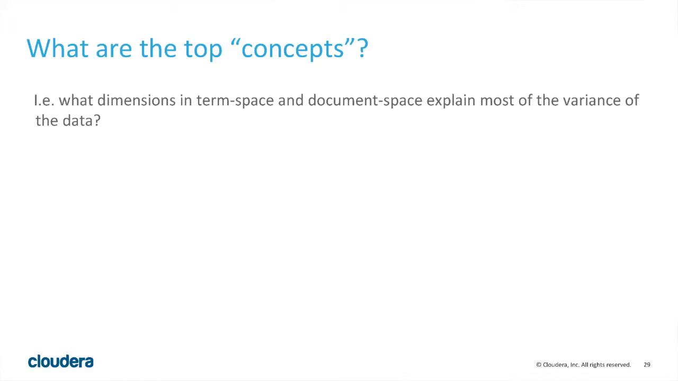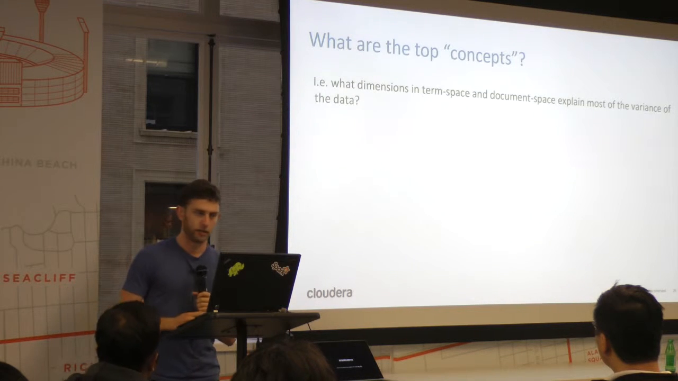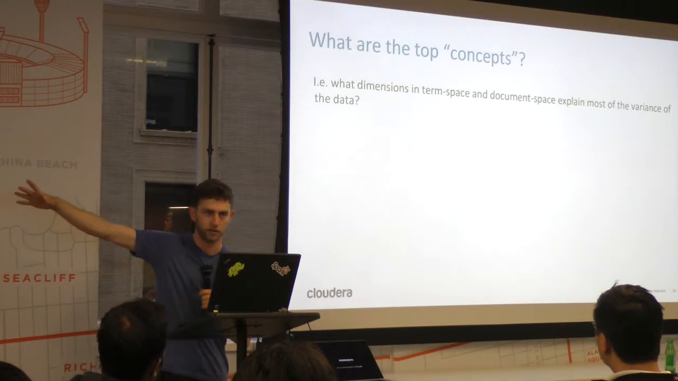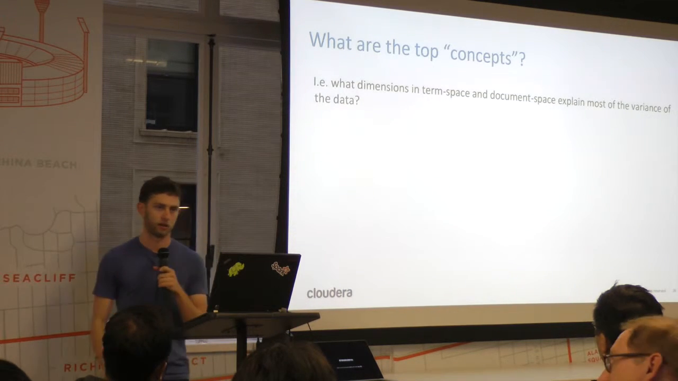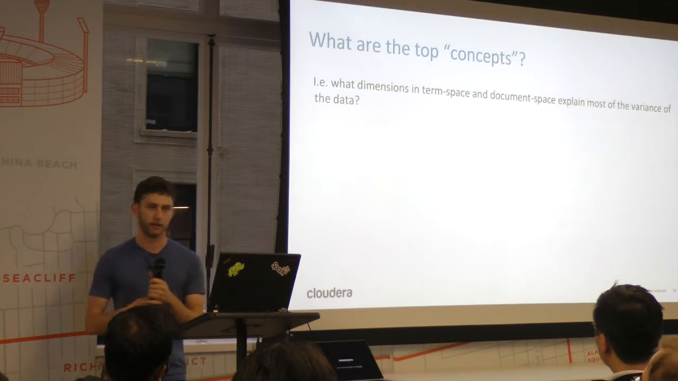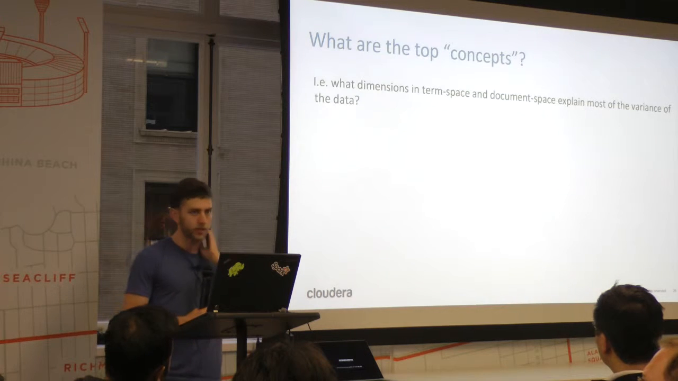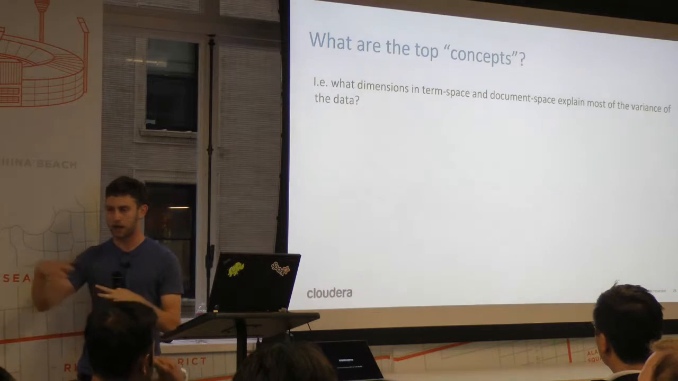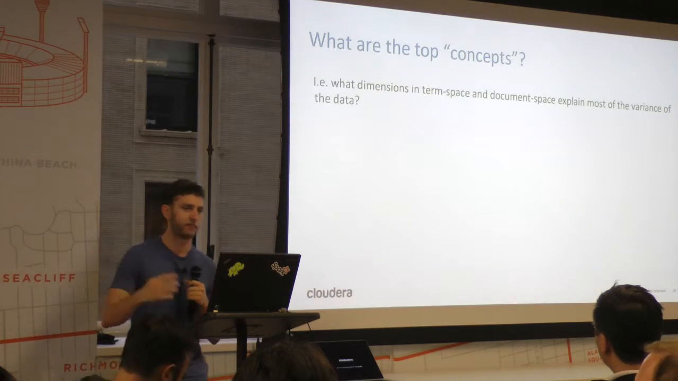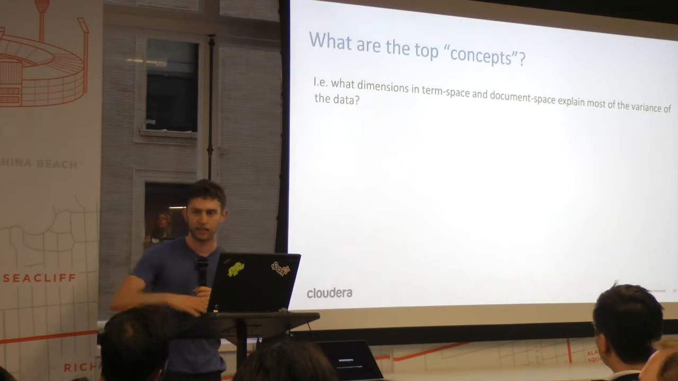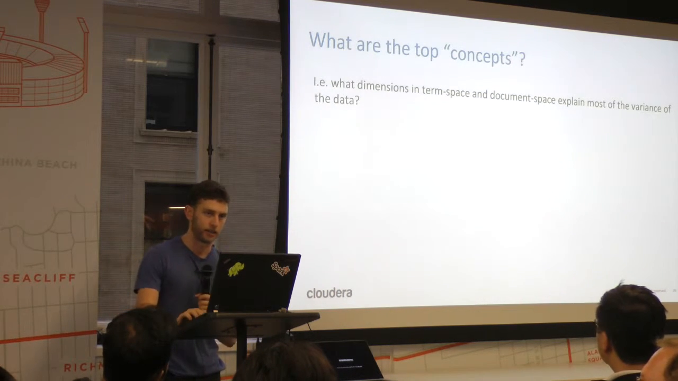So we've gotten this nice decomposition, these three matrices, that if we were to multiply together, we would get a matrix similar to the original matrix, but in a lower rank representation. And we'd like to be able to take all these numbers and ask questions of them. One question we can ask is, what are the top concepts that we care about? What are the main axes along which the variation in our data is expressed? What dimensions in term space and in document space explain most of the variance in our data?